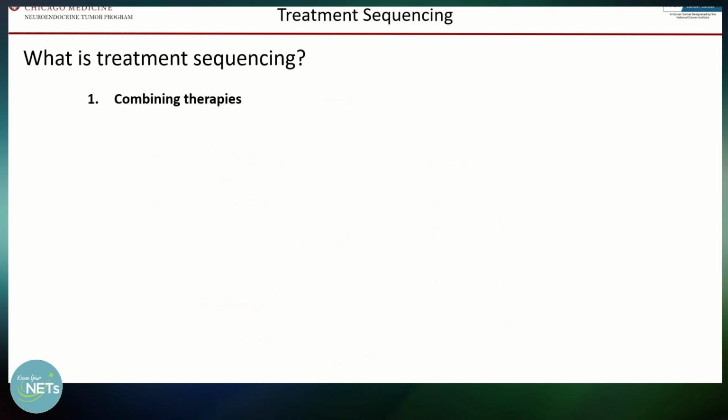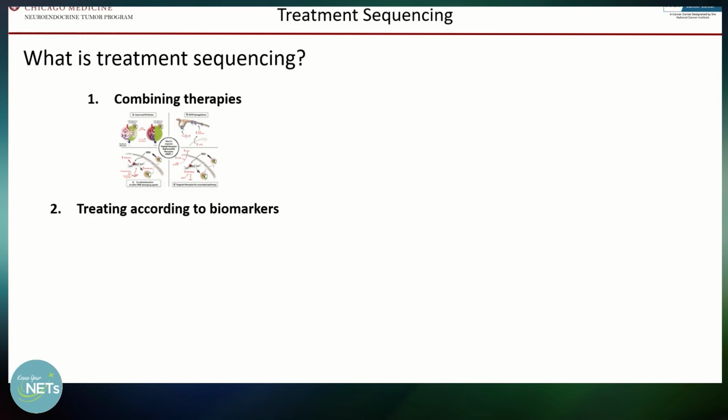What is treatment sequencing? So treatment sequencing, in my mind, means that you could combine therapy, right? So, for example, when do you use systemic therapy in combination with local regional therapies? It also means that you could treat according to certain biomarkers, meaning is there something that you can determine in the patient's tumor that would potentially tell you, well, you should do this therapy over this therapy.